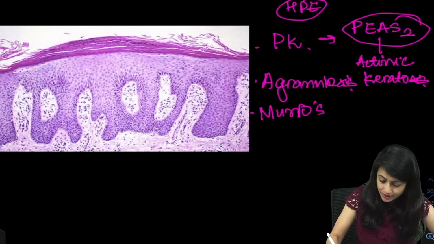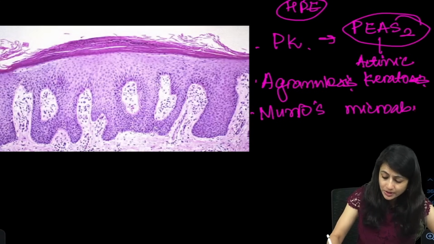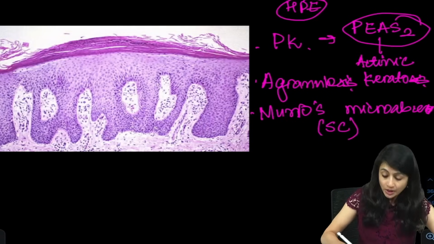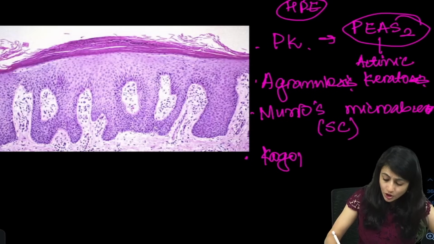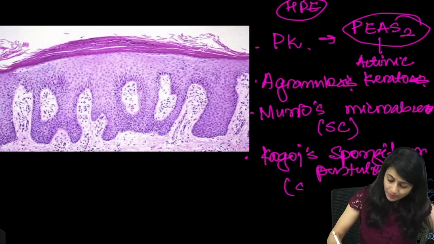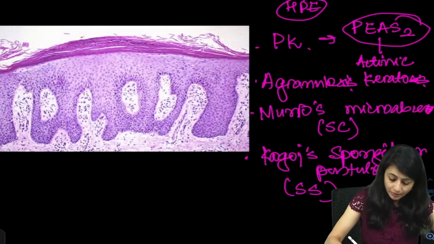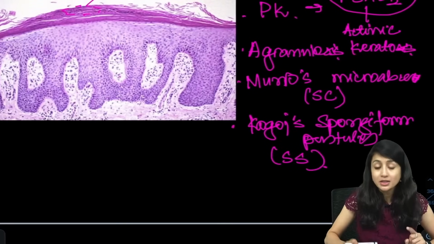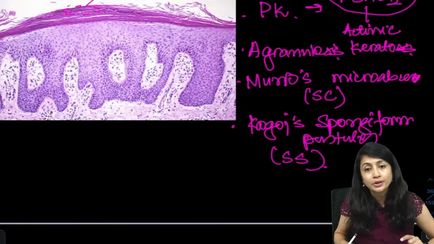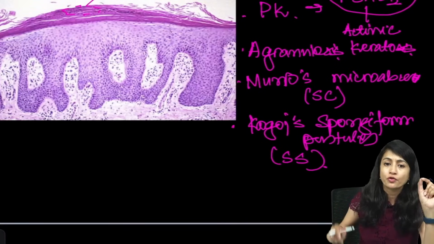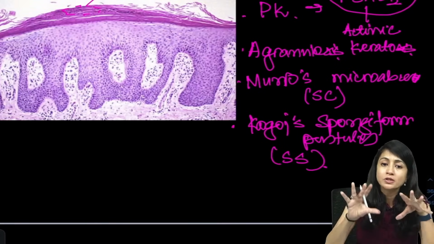Munro's microabscesses are nothing but a collection of neutrophils in the stratum corneum. The other kind of microabscesses that you see are Kogoj's spongiform pustules, but they are seen in the stratum spinosum. They give you a collection of neutrophils and ask what it is, and they will give you Munro's microabscesses and Kogoj's spongiform pustules. So, remember, Munro's microabscesses are superficial, in the stratum corneum. Kogoj's spongiform has S, it is present in the stratum spinosum.